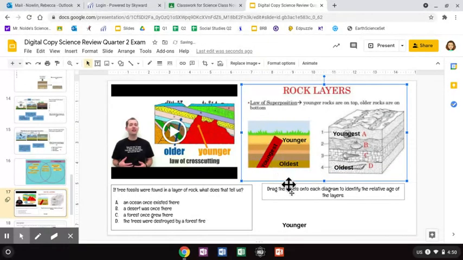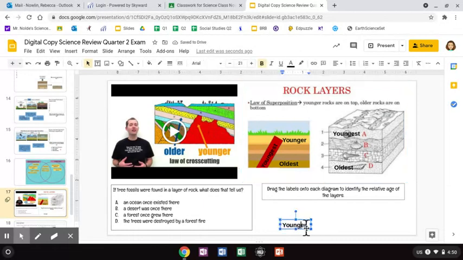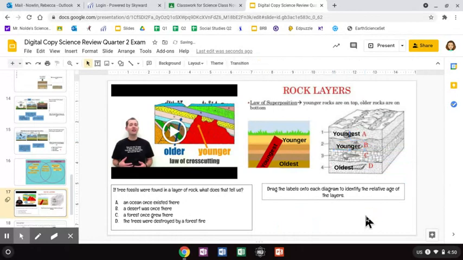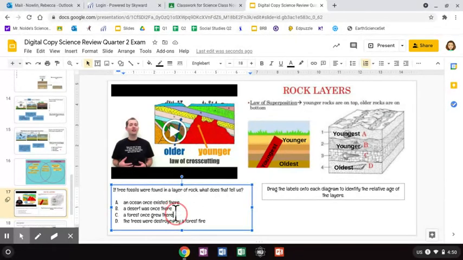Okay. And then younger layer would be any of the middle layers would be younger than the bottom layer. All right, if three fossils were found in a layer of rock, what does that tell us? And I'm just going to highlight, we don't have our little circle, so I'm just going to highlight. So if tree fossils are found in a layer of rock, then that would tell us that there must have been a forest at one time. So I'm going to highlight C.